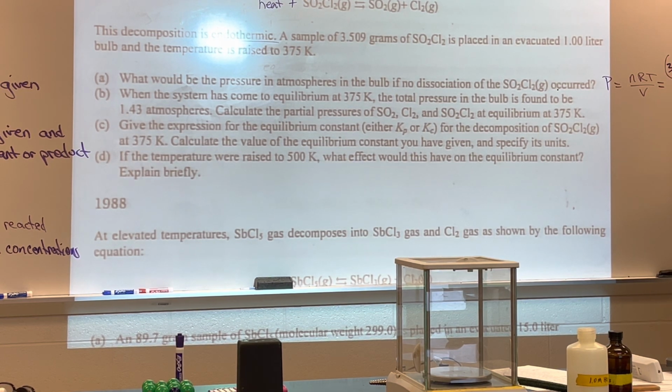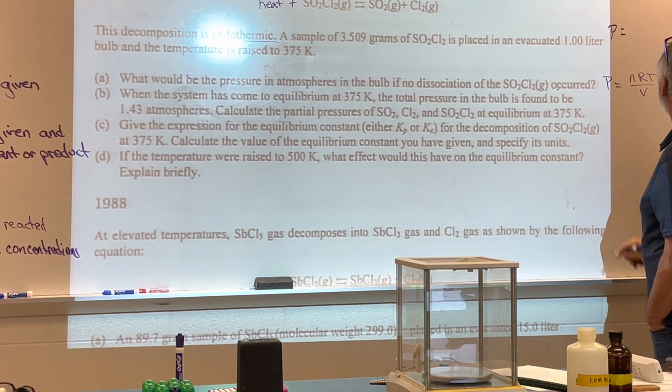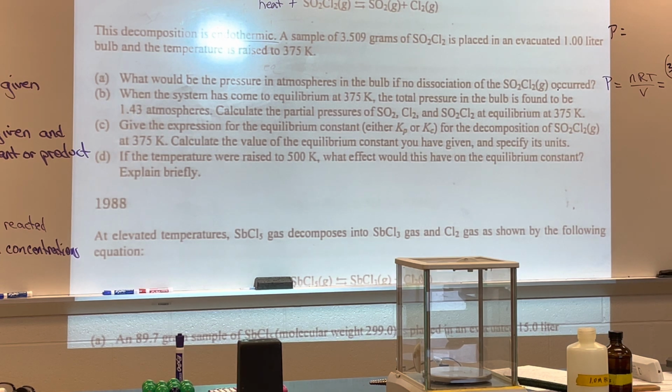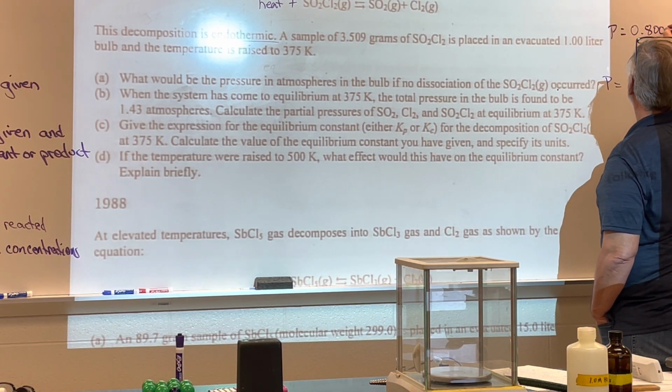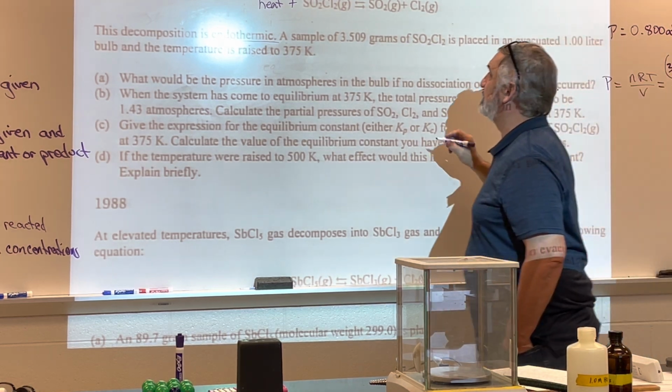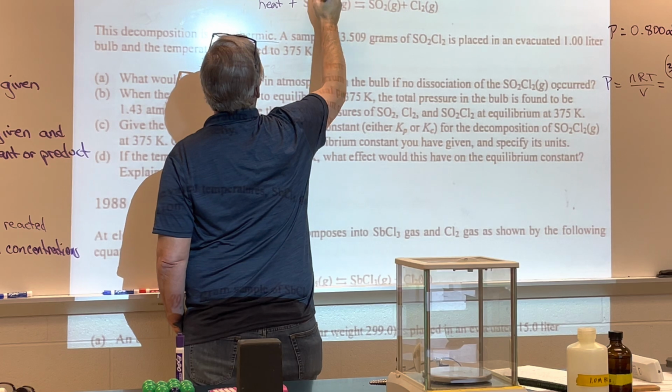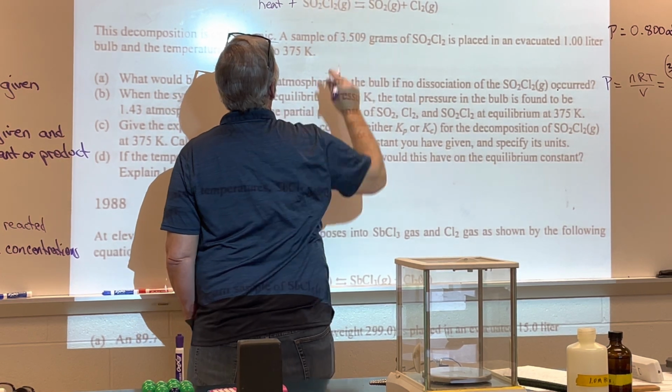R is always 0.0821. Temperature is 375 K, it's already in Kelvin. Don't add 273 if it's already in Kelvin. And the volume is 1 liter, that makes the math a little bit easier. So my pressure is 0.800 atmospheres. So that's my initial pressure.